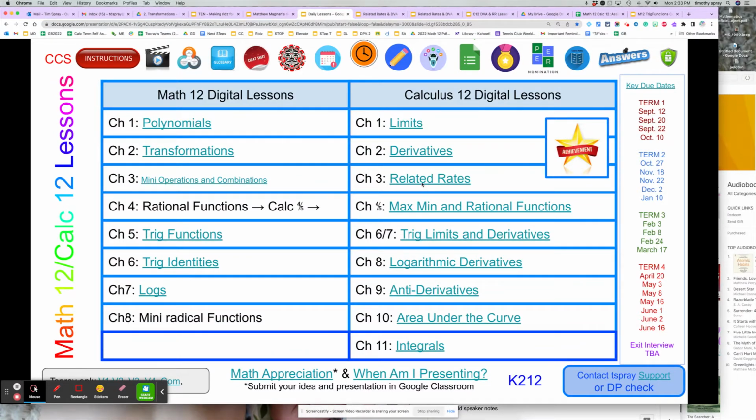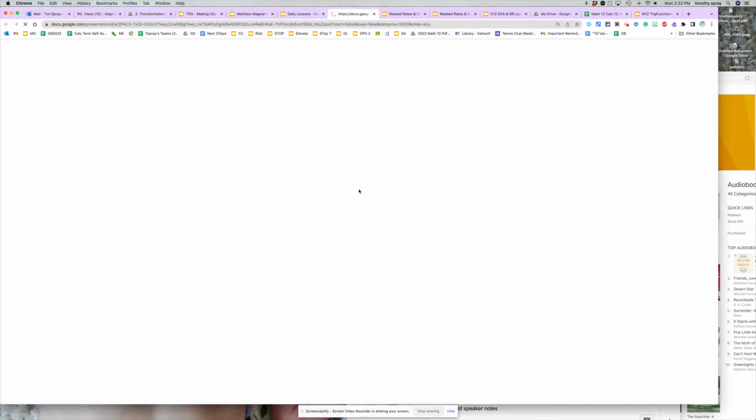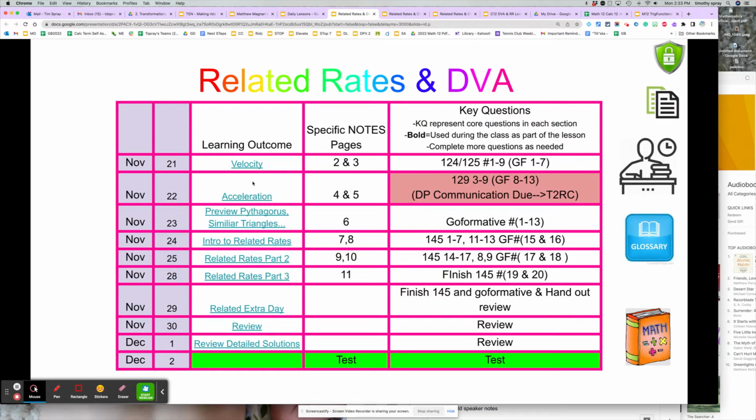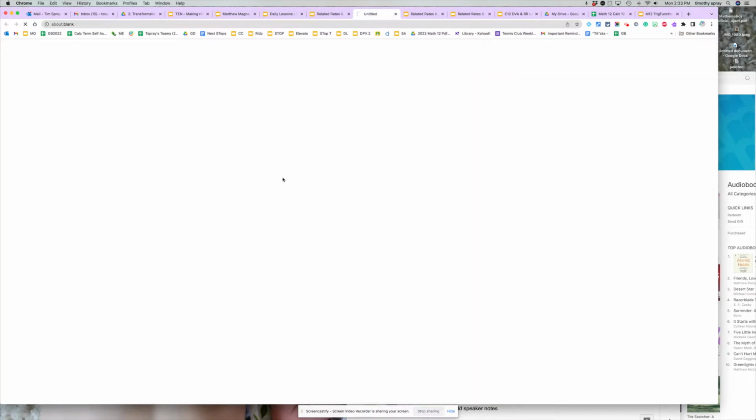So let's start. This chapter is split into two different halves. We're going to be looking at velocity and acceleration, and then we spend the end of the chapter looking at related rates themselves. So here we go. You'll notice that right off the bat, we're going to assign 7 go forward questions, so get on that right away. The notes are really good to support you in your understanding, and we're going to get right into velocity now.